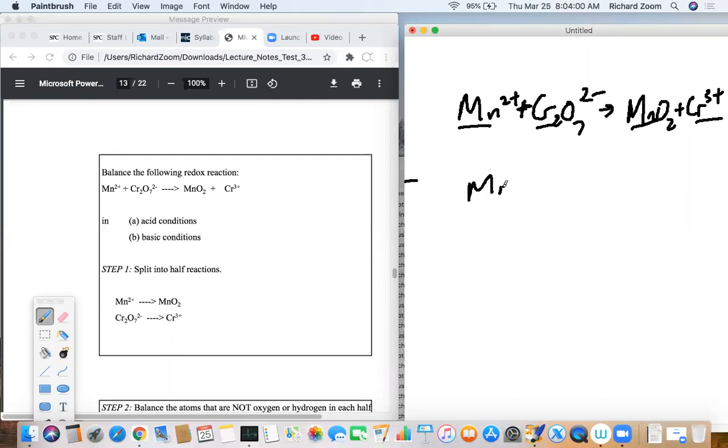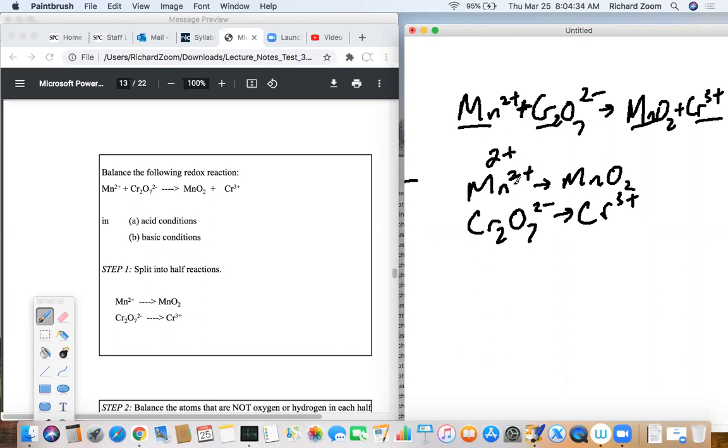So the Mn2+ is changing to MnO2, and the Cr2O7 2- is changing to Cr3+. So what we've got to do here is focus on what the charges are on each of these. Now, in order to balance this, you don't have to do what I'm doing here, but I do want to show you this just to illustrate exactly what a redox reaction is. So here it's pretty clear what the charge on manganese is. It's 2+ because it says it's 2+.